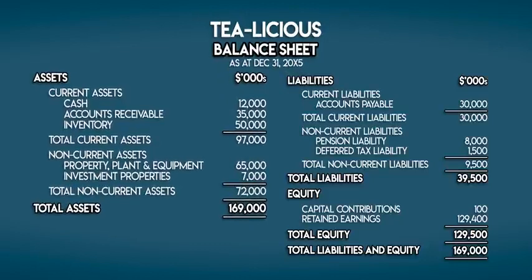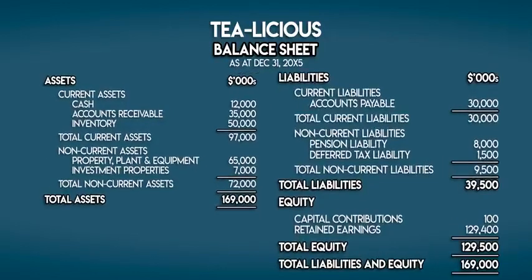On the left-hand side of the balance sheet, we have a list of everything the business owns, its assets. And on the right, we have everything the business owes, its liabilities and equity. Tealicious owes liabilities to third parties like its suppliers, its employees, and the tax office. But it also owes equity back to the owners of the business. This includes their original capital contributions, which is the cash the owners injected into the business, and retained earnings, which are the cumulative profits that the business has held onto.